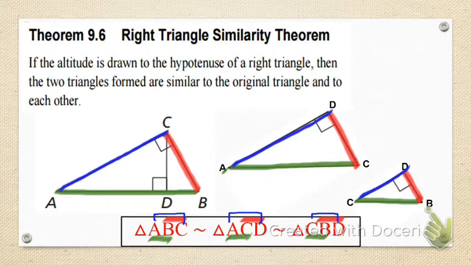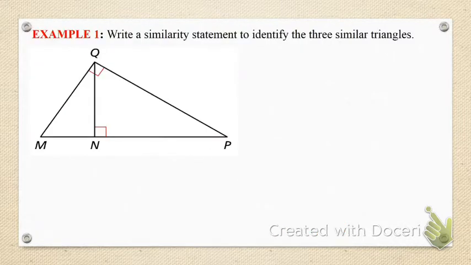So not only do we want to identify these triangles as similar triangles, we should be able to write a similarity statement and compare their proportional parts so that we can write a proportion and solve. So let's take a look at an example. Write a similarity statement and identify the three similar triangles.